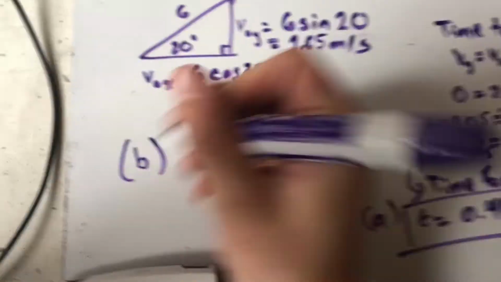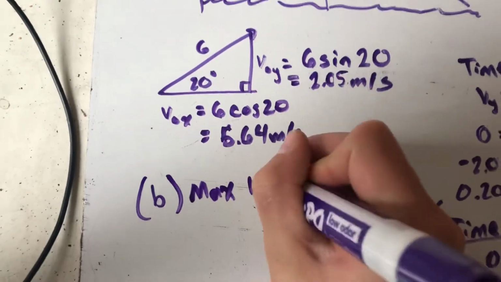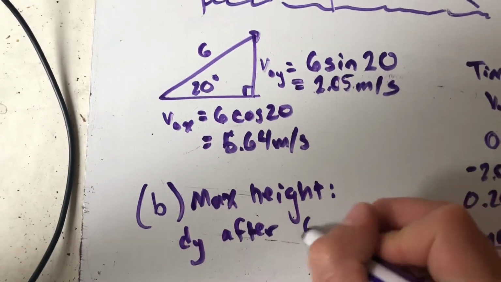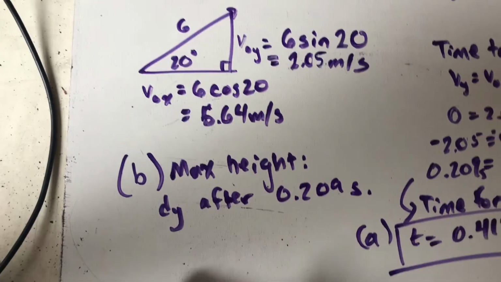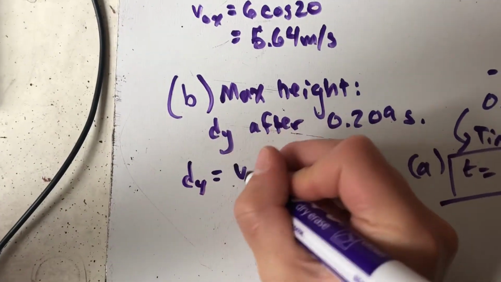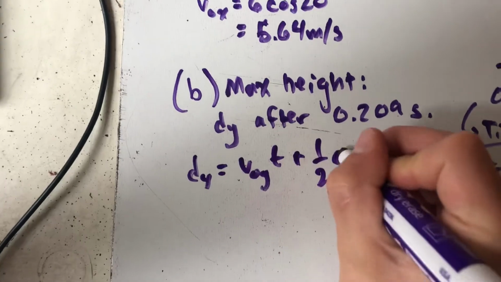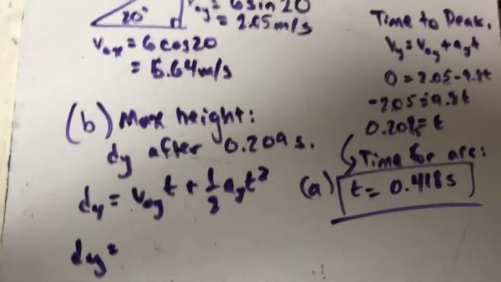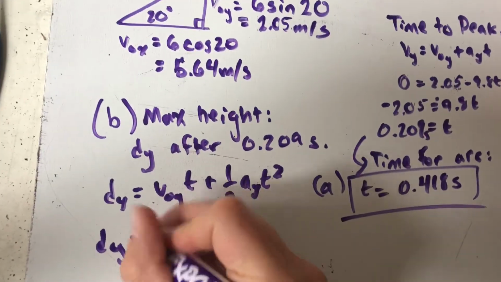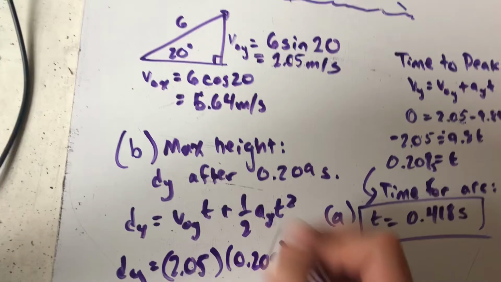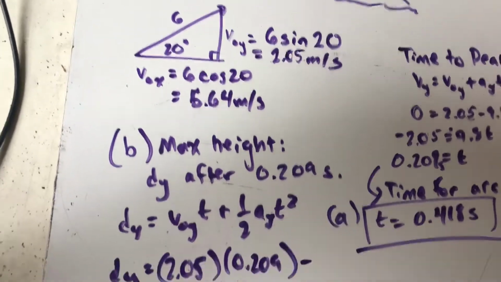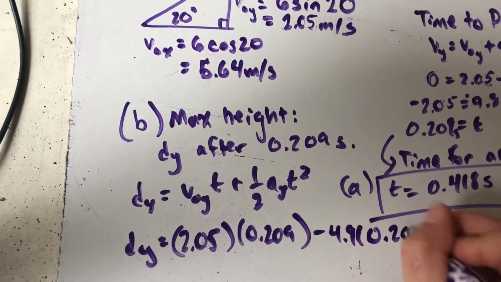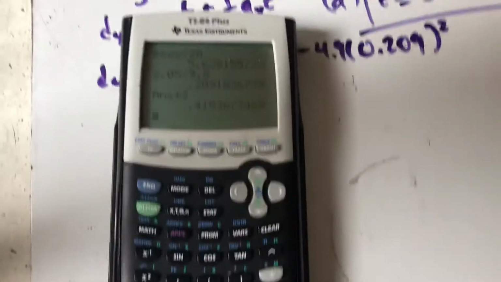So let's go B, max height. This is dy after 0.209 seconds. So dy equals V0yt plus 1/2 Ayt squared. Okay. Just going to plug that in. 2.02 times 0.209 minus, because this is going to be 1/2 of negative 9.8, it's minus 4.9 times 0.209 squared. Awesome. Plug that into a calculator.